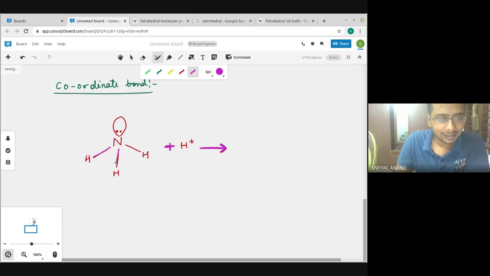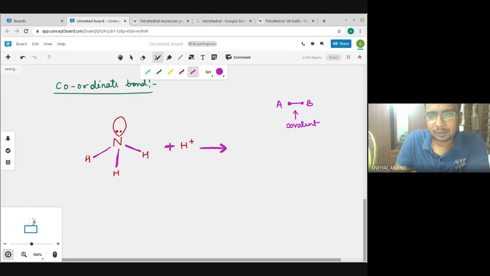But let us understand, if someone of you knows what a dative bond is. But those who don't know, let me explain you very properly. Now see, you know covalent bond: there is one element A which has an electron and there is another element B which has an electron and they start sharing electrons, right? This is called covalent bond.